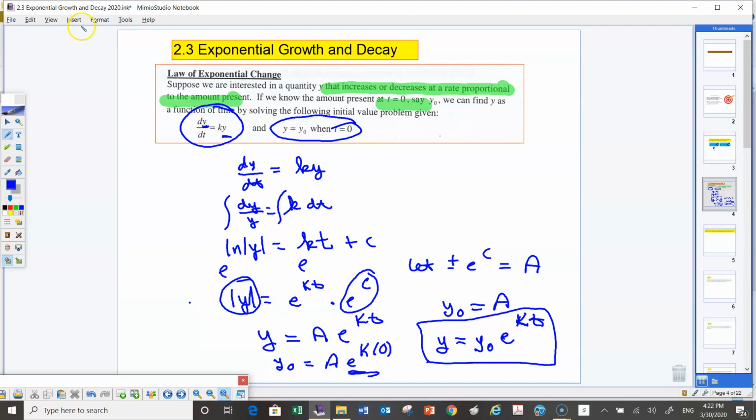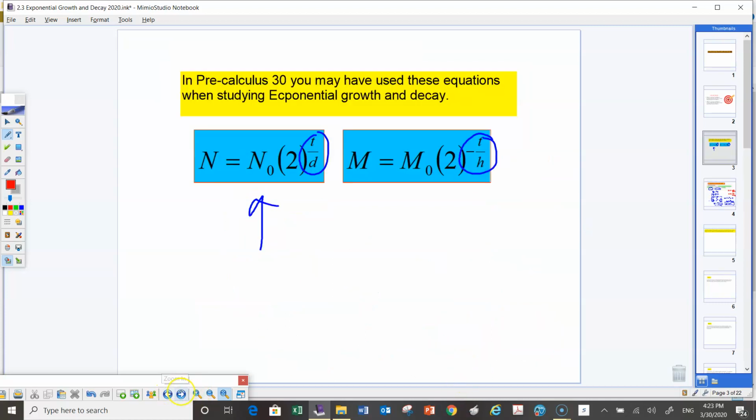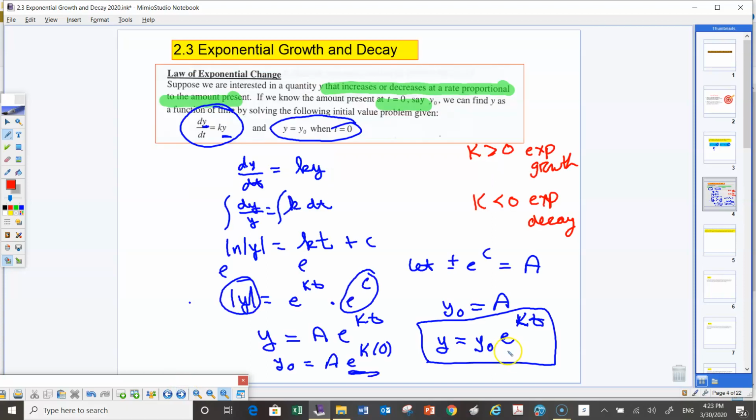Now, if our k value is positive, so if k is greater than 0, we're going to get exponential growth. And if k is less than 0, we're going to get exponential decay. So this equation is very similar to these two equations. The only difference is now we're using the base e, which is a little bit more accurate than the base 2, and we just have to look at k to determine whether we're dealing with exponential growth or decay.